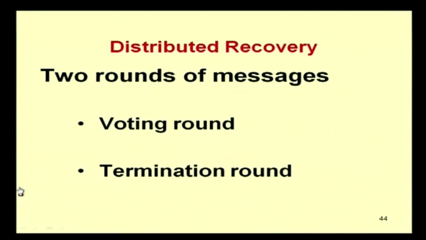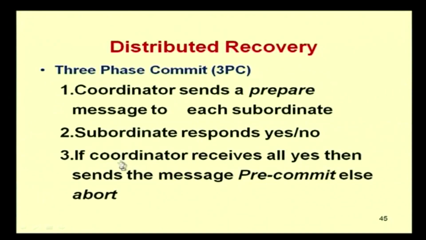So, there are two rounds of messages: one is called the voting round and the other is called the termination round. In the three-phase commit protocol, the coordinator sends a prepare message to each subordinate, and the subordinate responds yes or no. If the coordinator receives all yeses, then it sends a pre-commit message, else it aborts.